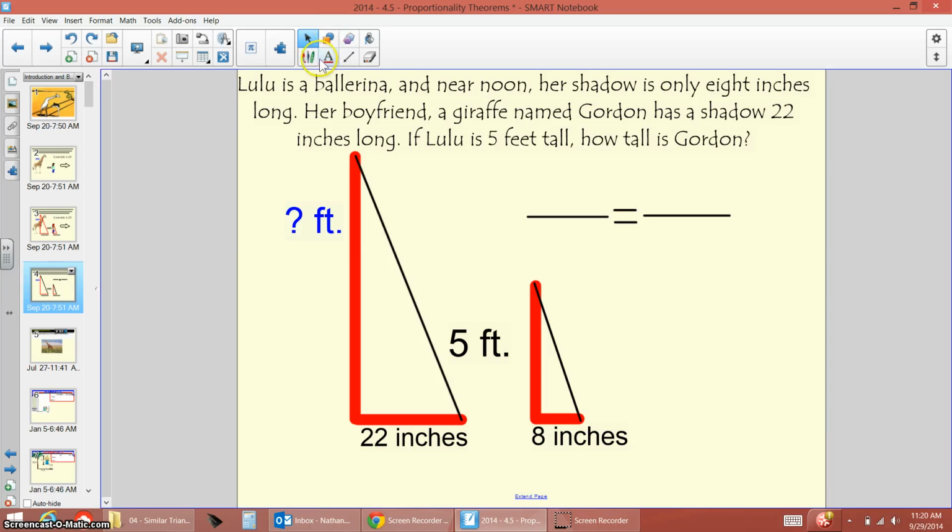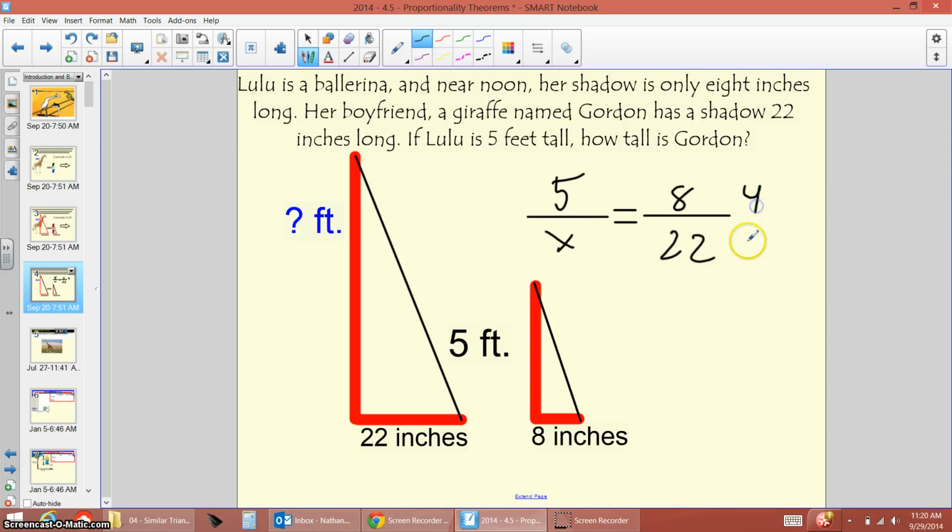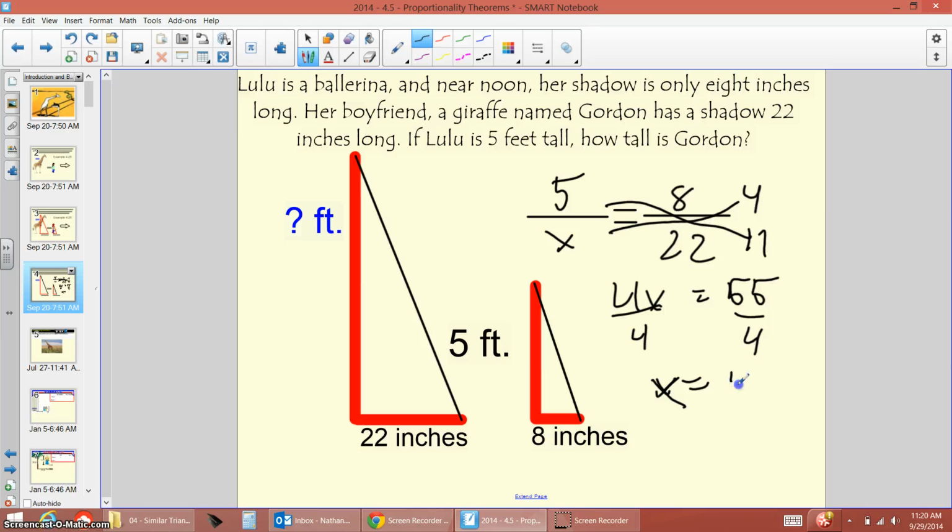So we got 5 over x is equal to 8 over 22. We can reduce this down by 2, so we get 4/11. We cross multiply, and I get 4x is equal to 55. And then I divide both sides by 4, and I get x is equal to 55/4.